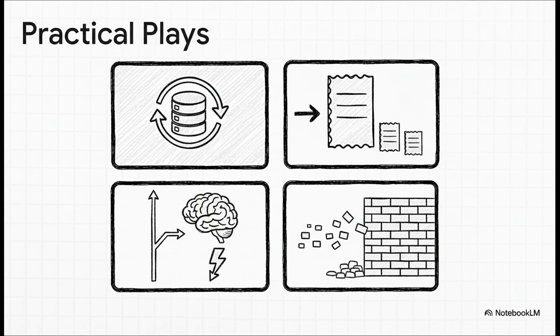Caching your system prompts, that's the caching lever. Chunking long documents is just a smart form of truncation. Routing tasks by complexity uses both routing and model choice. And capping your output tokens, that's pure token budgeting. These are immediate, high-impact changes you can make.